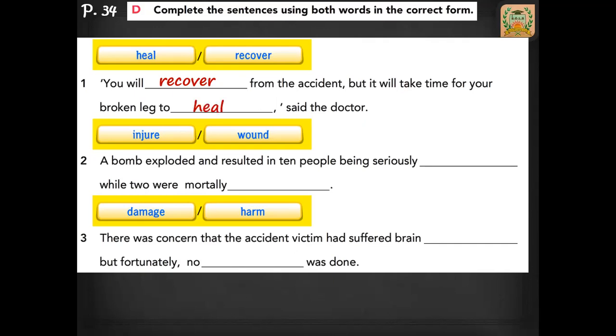Injure or wound. A bomb exploded and resulted in 10 people being seriously injured, while 2 were mortally wounded. Usually we use mortally with wounded. Damage or harm. There was concern that the accident victim had suffered brain damage, but fortunately, no harm was done.